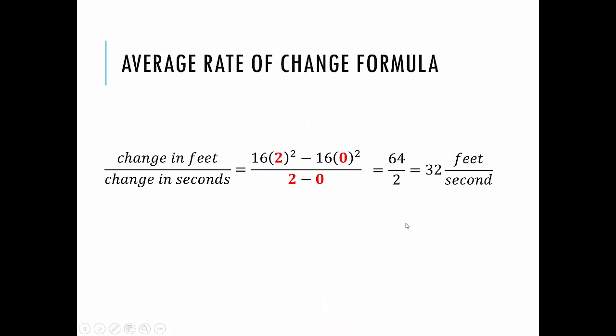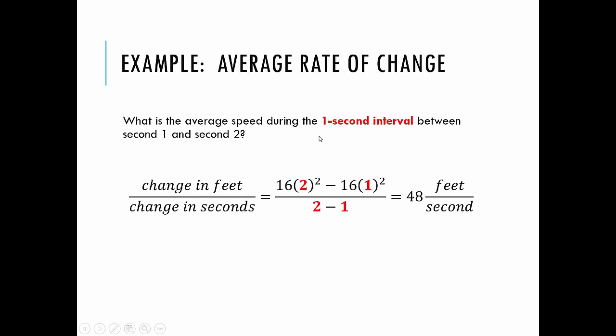Putting this in that average rate of change formula says that I go 16t squared minus 16t squared, 2 seconds, 0 seconds, and then the bottom is my interval of time, 2 minus 0, and you see I get 32 feet per second. Well, what if we changed our mind and said, what is the average speed during the 1 second interval between 1 and 2 seconds? Well, I just manipulate my formula a little bit and I get 48 feet per second.